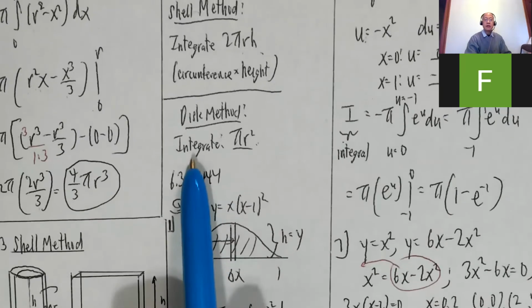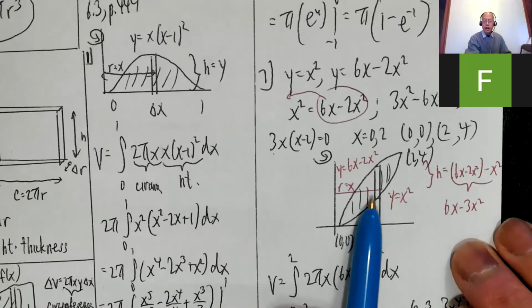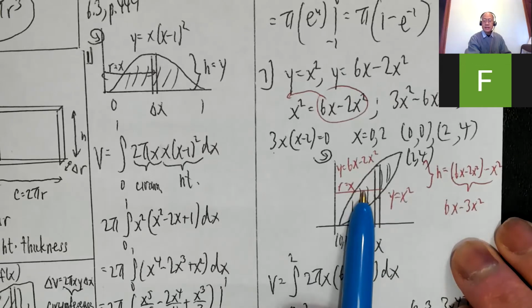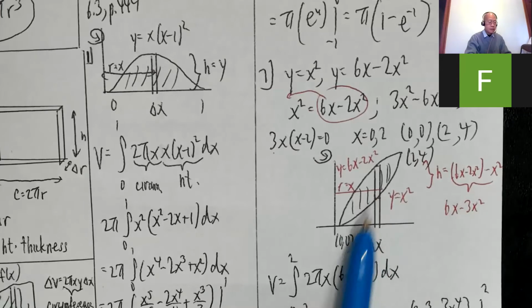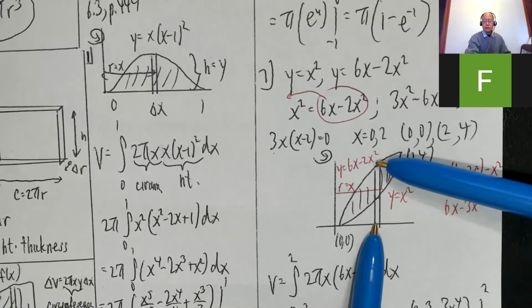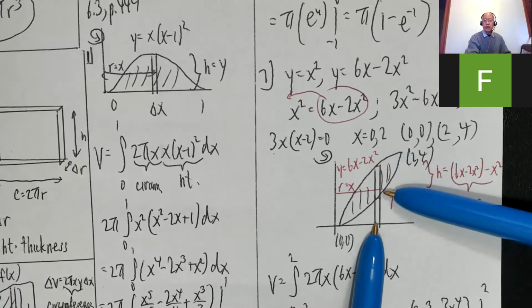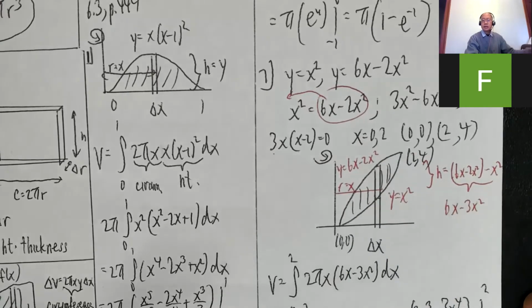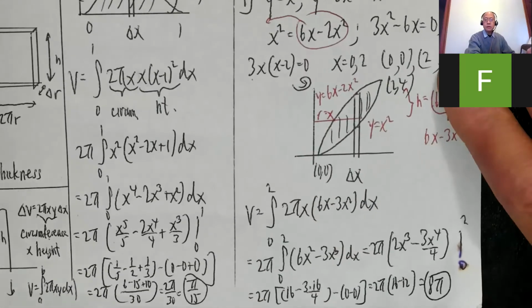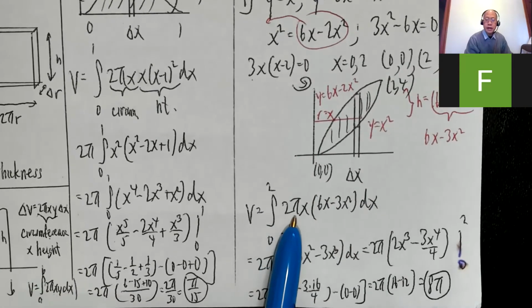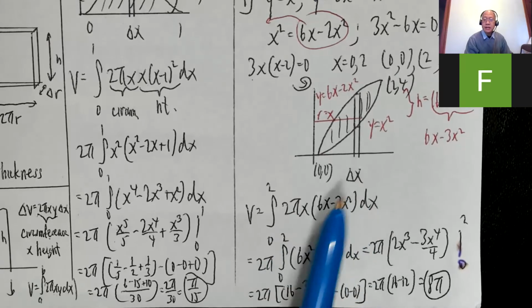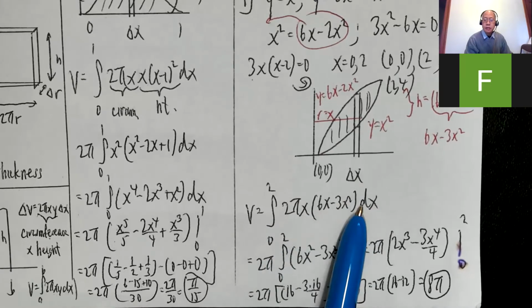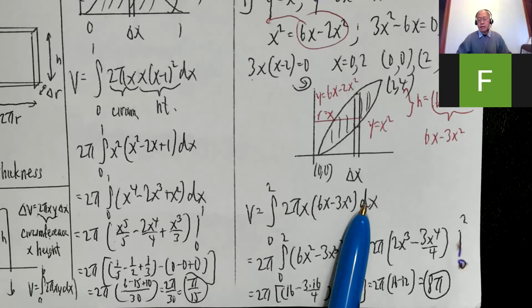Okay, so again, we're integrating 2 pi r h. So my radius is from here to here, x. Distance from any point to the y-axis is x. Here's my height. This height is like y2, 6x minus 2x squared. This is y1, x squared. So the difference is going to be 6x minus 2x squared minus x squared, 6x minus 3x squared. So ready. Circumference, 2 pi x, times height, 6x minus 3x squared, times thickness. Thickness you don't usually have to worry about. It's just going to be dx or dy. I'll show you a dy case shortly.